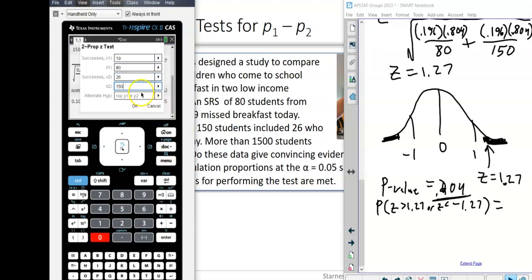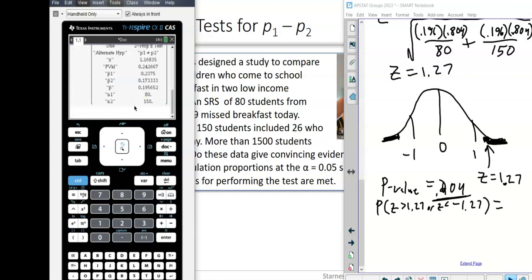And it defaults to the not equal to, which is definitely what I want here. So I'm going to say okay. It gives me z is 1.16, which is a little different than 1.27, just a rounding error there. The p-value is 0.242. I got 0.204, so 20.4% compared to 24%. Which one's more accurate? The calculator is definitely more accurate there, so 24%. But either way, I'm making the same decision. It's not crucial in that sense.